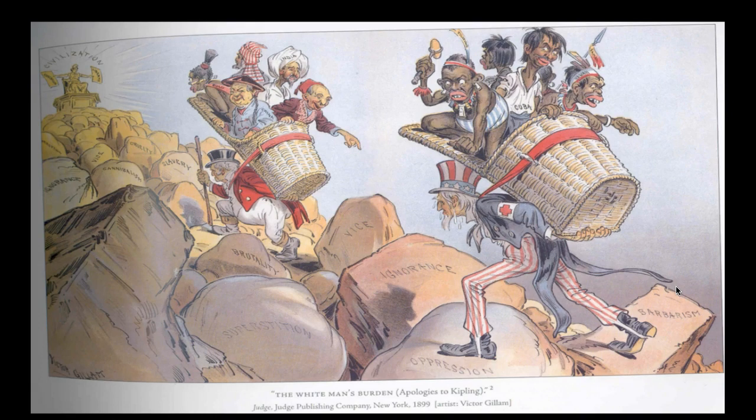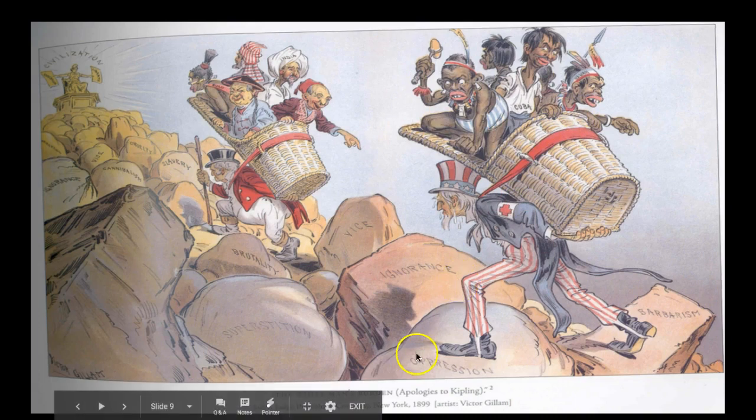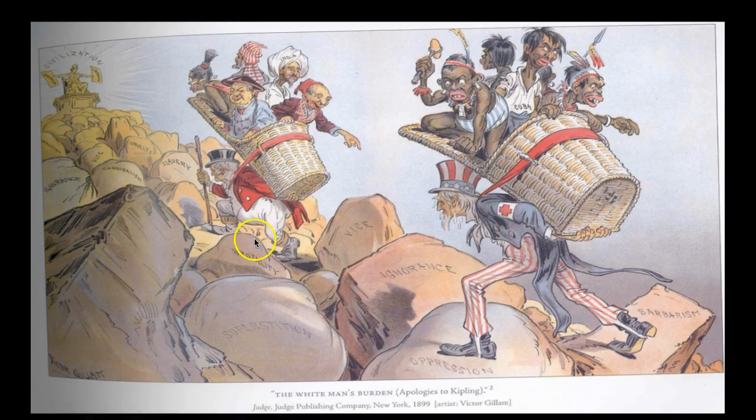This is another cartoon showing the white man's burden. We see here Uncle Sam representing the United States and this guy representing Great Britain or England, carrying these uncivilized people over oppression and ignorance and brutality up to civilization. And we can see that these men are sweating. Obviously not an easy job, but something that needs to be done.